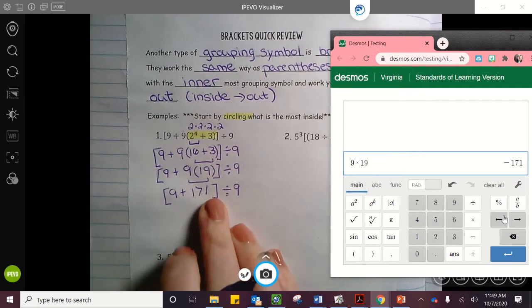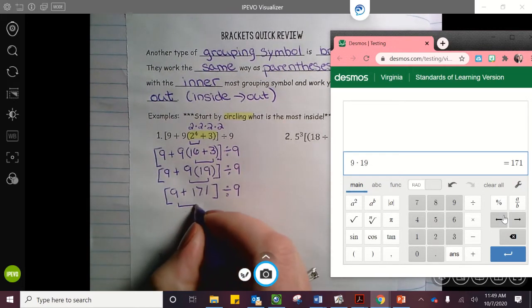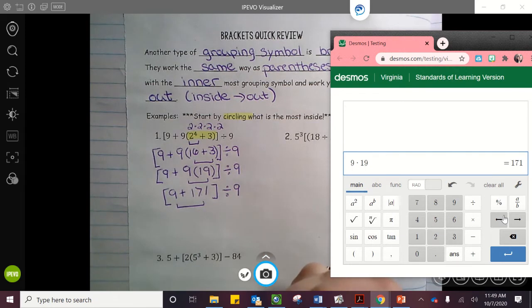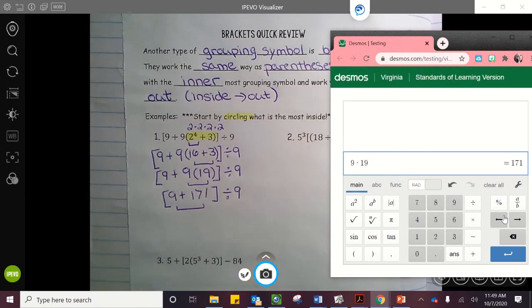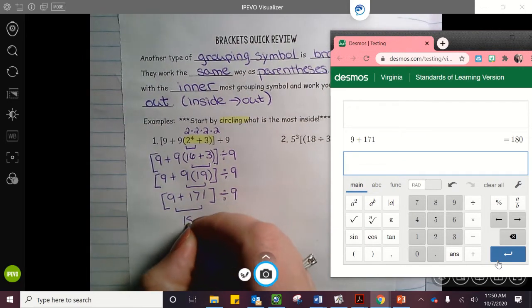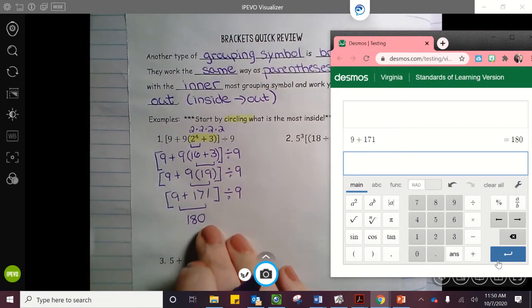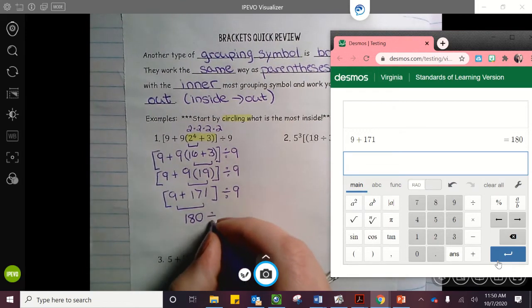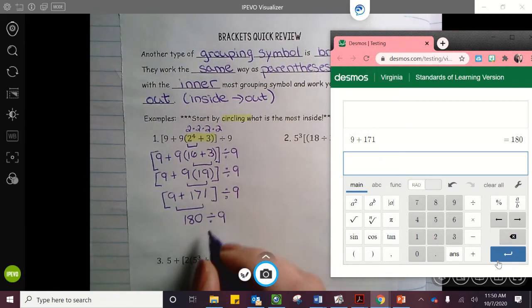So I have to, again, finish what's in the brackets. So now I'm going to do that addition. So 9 plus 171. And this one you might be able to do in your head, but if you need to use your calculator, 9 plus 171 would give you 180. I don't need the brackets anymore because now I've finished solving everything in them. So I can drop them, and I'm dividing that by 9.